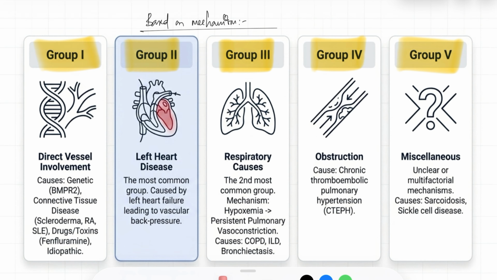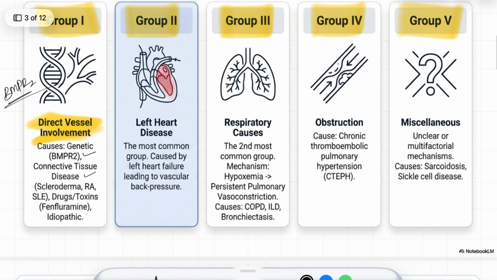So in group 1 we have direct blood vessel involvement. Here what will happen is there will be genetic mutation of BMP-R2. Okay, this gene will be mutated. No need to dig into what it causes and all. Just remember BMP-R2. Then we have connective tissue disorders such as scleroderma, rheumatoid arthritis, SLE. And coming to drugs, toxins such as fenfluramine. You can remember. Otherwise, just remember drugs or some toxins, and idiopathic.